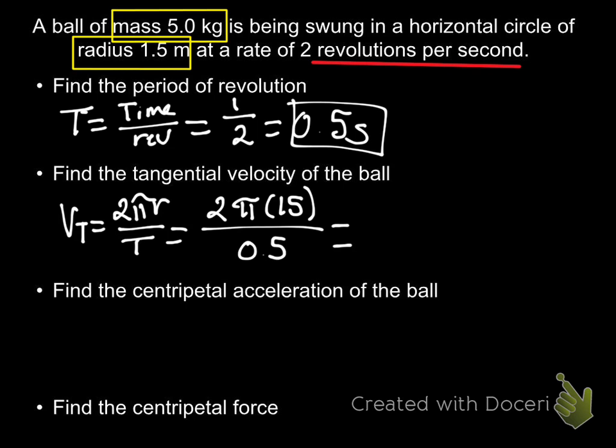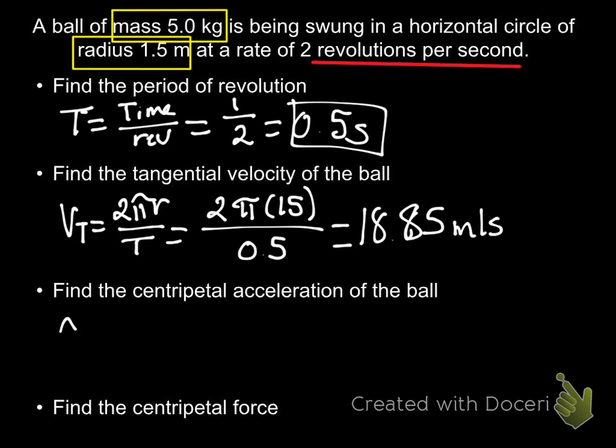So for this one, it's still 2 pi times r, which is 1.5, divided by 0.5. So our velocity is 18.85 meters per second. So that is our velocity. So far, exactly like the last problem, just the radius is now different.